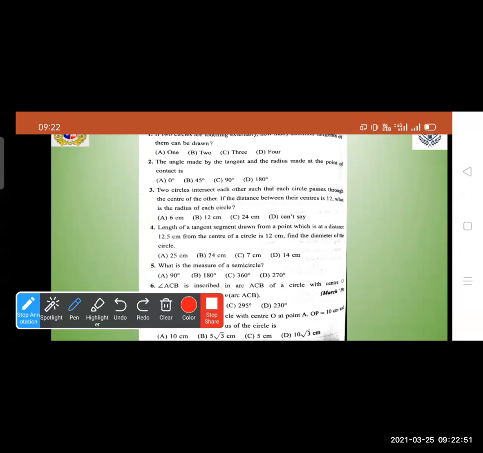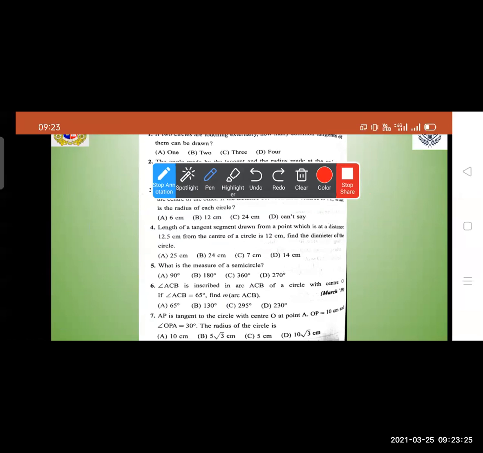In the question, length of the tangent is 12.5 centimeter. यानी यहाँ 12.5 centimeter. And from the center of the circle is 12. ये 12 दिया है. Circle उसका distance दिया है, इसका distance 12.5 and this distance is 12. Find the diameter. So simply we find its diameter by applying Pythagoras theorem and then we find the diameter of the circle.